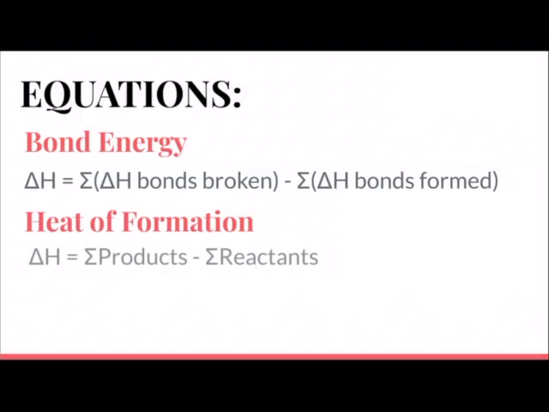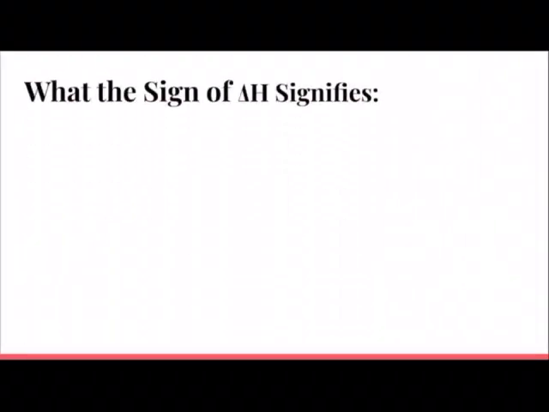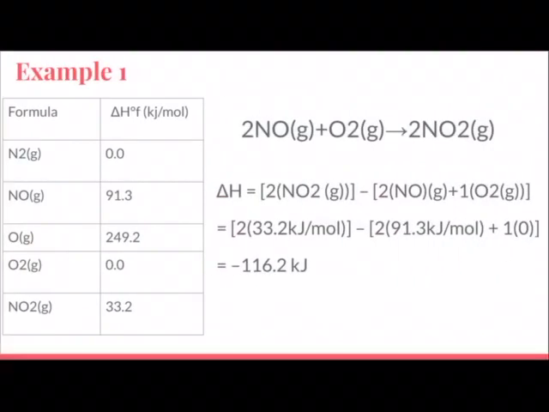One is bond energy, which is bonds broken minus bonds formed. The second is the heat of formation, which is the delta H of the products minus the delta H of the reactants. When delta H is greater than 0, the reaction is endothermic, so heat is a reactant and the system has gained energy. But when delta H is less than 0, the reaction is exothermic, so heat is a product and the system has lost energy to its surroundings.